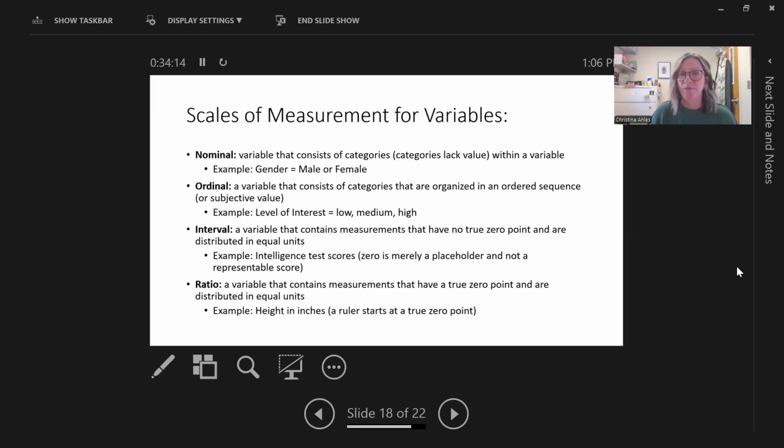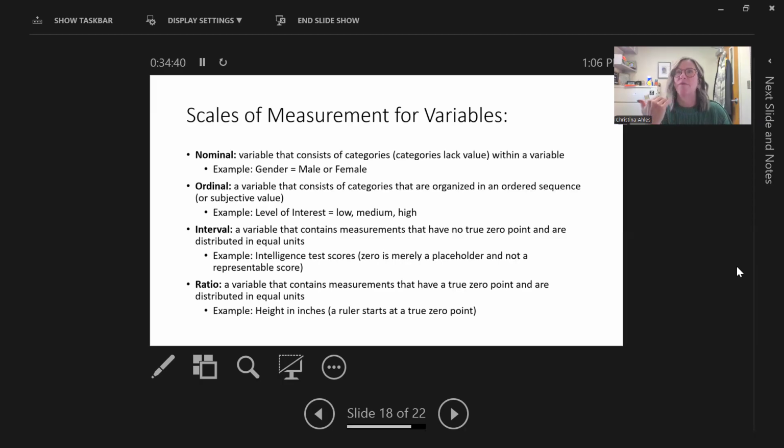So, for example, height in inches. I know it's very difficult for some of you to wrap your head around the fact that no one's 0 inches, but the ruler starts at zero. It starts at zero, and there's a true measurement of zero. So any physiological measure is going to be ratio data. If you get a zero on exam one, that's a true zero. It means you got an absence of a score.